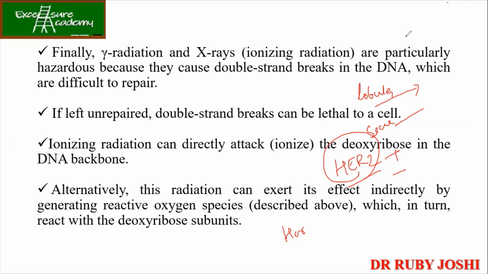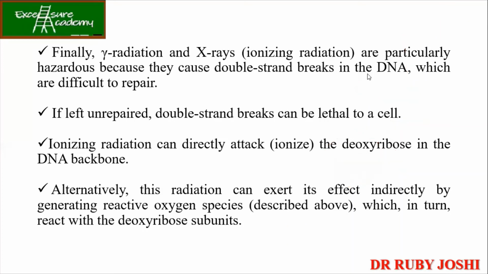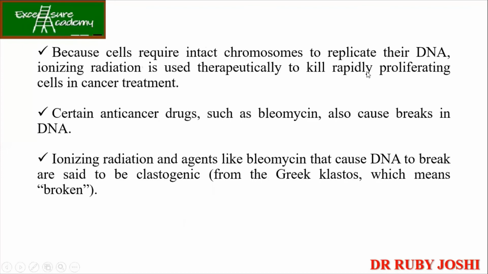And after breast cancer comes the lungs. Again, in the lungs, several types are there. Anyways, this is just the outside info. Now, because the cells require intact chromosomes to replicate the DNA, ionizing radiation is used therapeutically to kill the rapidly proliferating cells in cancer treatment.